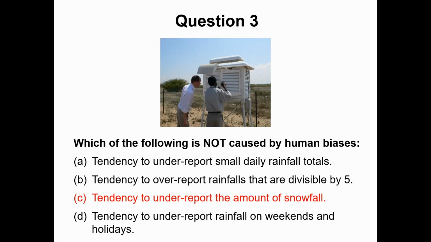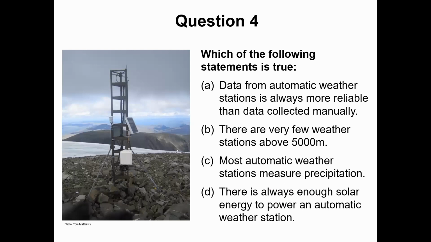Okay, question 4. Which of the following statements is true? Data from automatic weather stations is always more reliable than data collected manually. There are few weather stations above 5,000 meters. Most automatic weather stations measure precipitation. There's always enough solar energy to power an automatic weather station. So here we're thinking about some of the practicalities of the type of instrument that you can see in the picture. What do you think the answer is?